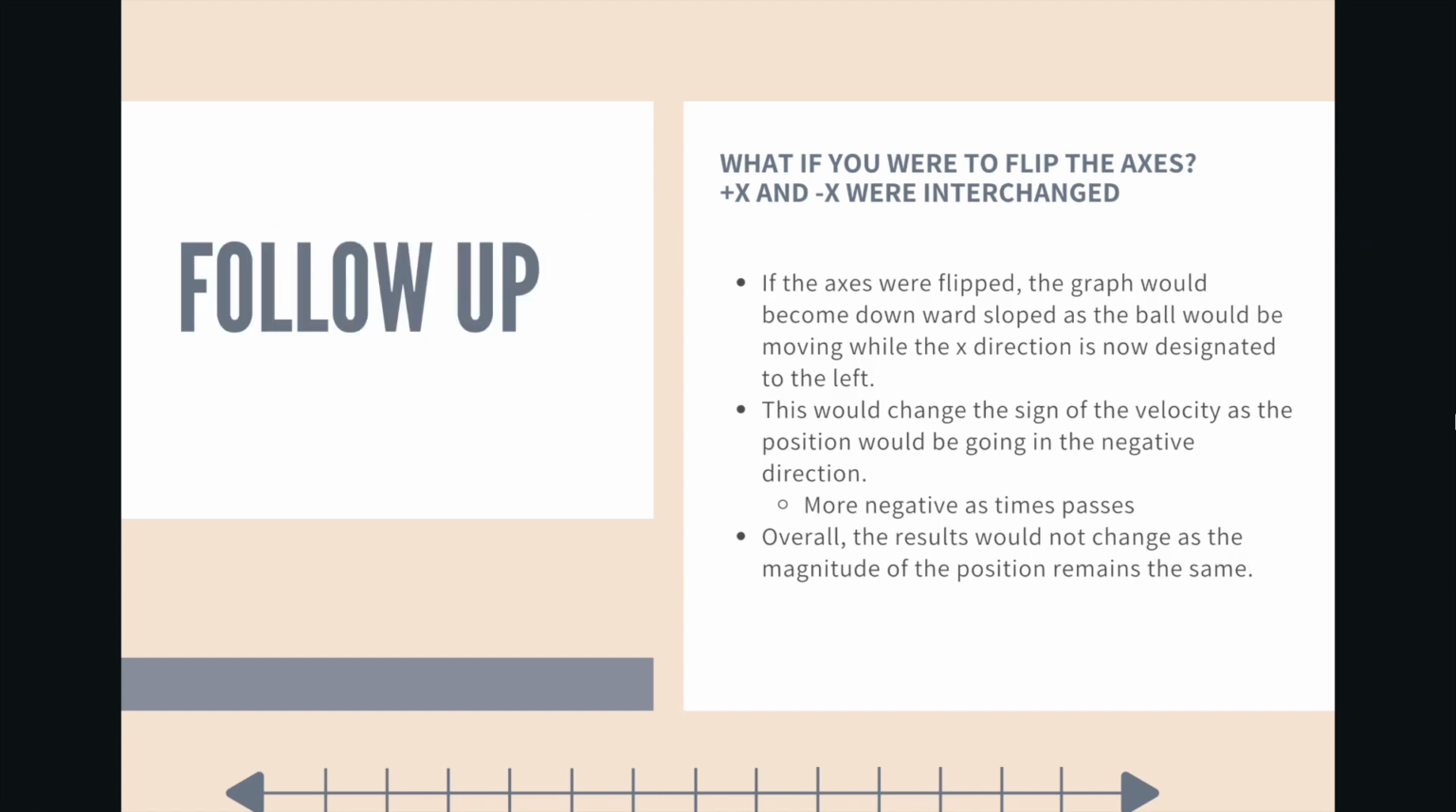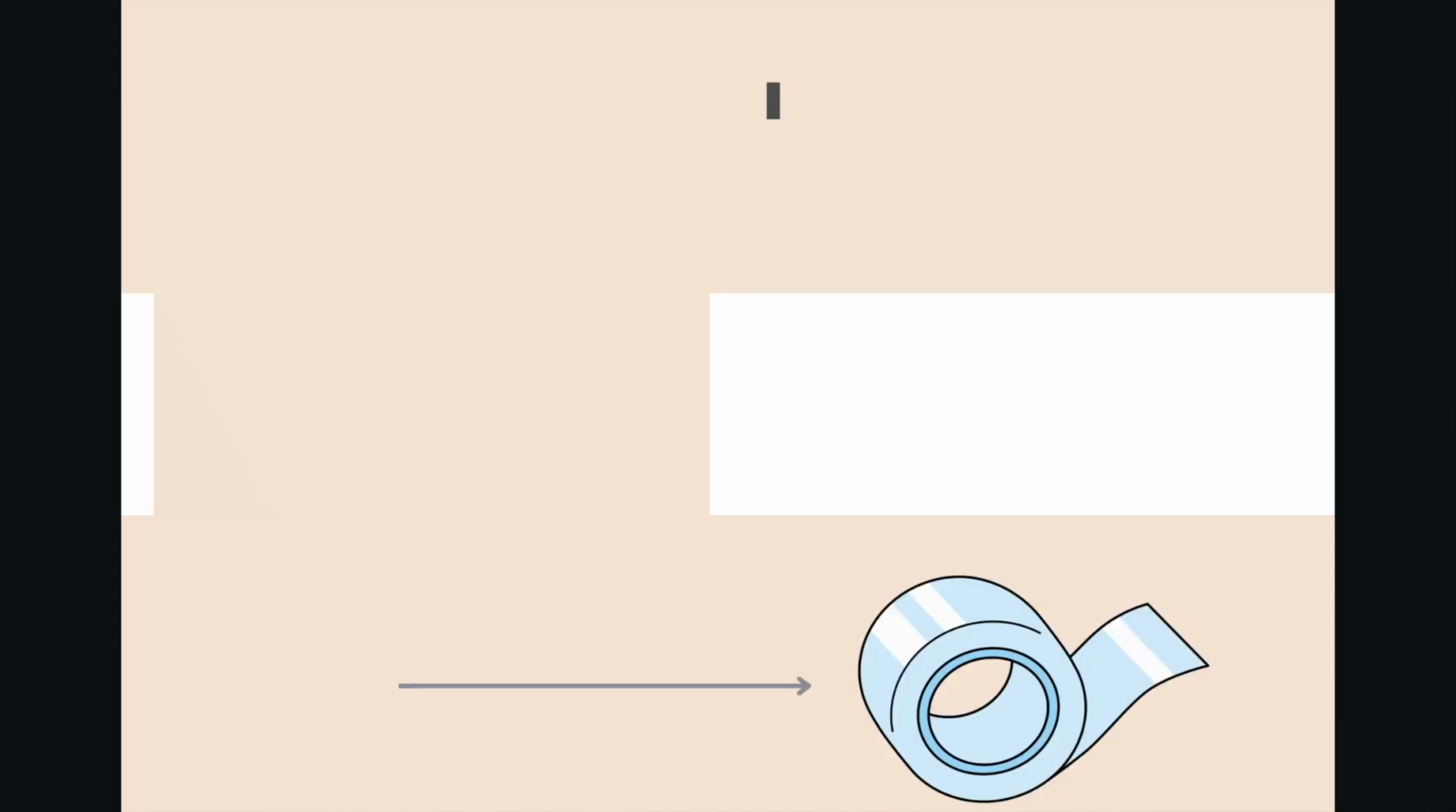Now, for our discussion follow-up, we question what would happen if we were to flip the axis. If this was the case, then the graph would have a downward slope, as the ball would be moving towards the left direction in the x-axis, which would ultimately change the sign of the velocity, as the position would be going in the negative direction, and it would become more negative as time passes. But overall, the results would not change, as the magnitude of the position will always remain the same.